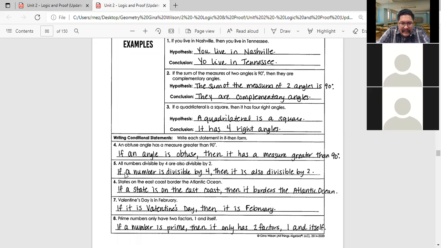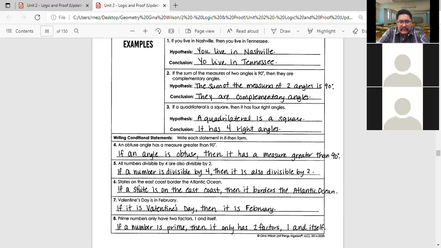Okay, so again, if a number is divisible by 4, then it is also divisible by 2. That makes sense? All right, number 6, next one. States on the East Coast border the Atlantic Ocean. So if a state is on the East Coast, then it borders the Atlantic Ocean. So again, you just put the if and then in there.